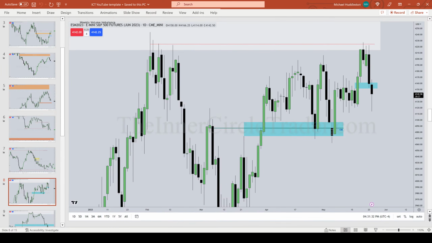E-mini S&P, this is our daily chart. I mentioned that we would be bullish on E-mini S&P until we lost the mean threshold of the order block here and this fair value gap as well. They were like discount arrays I was looking for, and I said if we lost that, we would go down and clear up some of the sell side liquidity. And I'll take you into that chart and show you when we get in lower time frames.